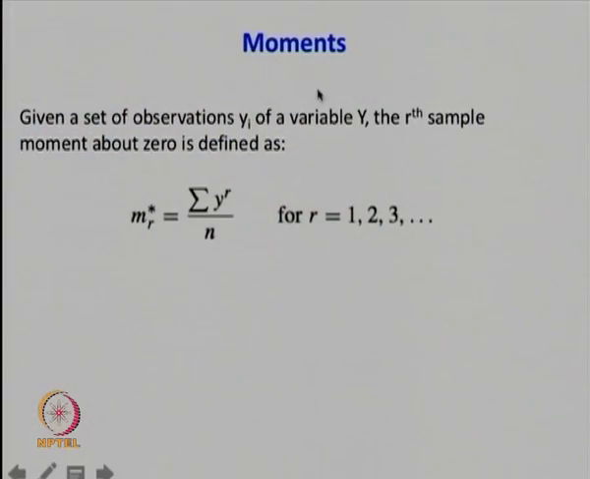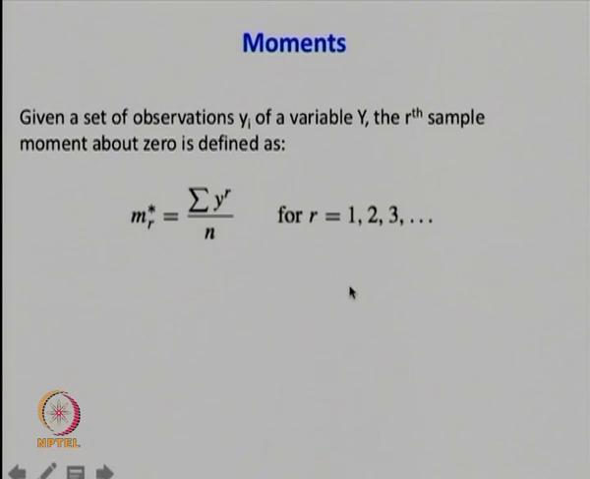So, the definition of moment, as you would recall, is in general: given a set of observations yi of a variable y, the rth sample moment about 0 is defined as mr star equal to summation y to the power r by n, for r equal to 1, 2, 3, and so on. Clearly, if we set r equal to 1, m1 star is summation y by n, which is nothing but the mean. In other words, the first moment about 0 of a set of observations is the mean of the distribution.